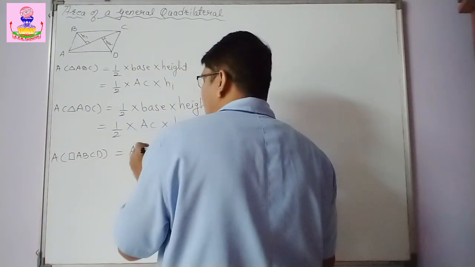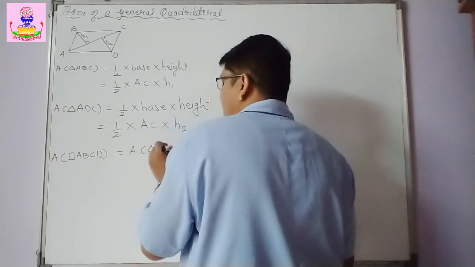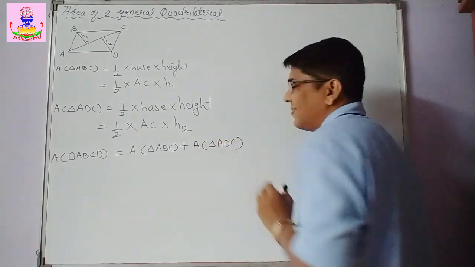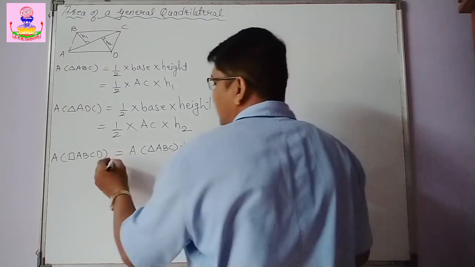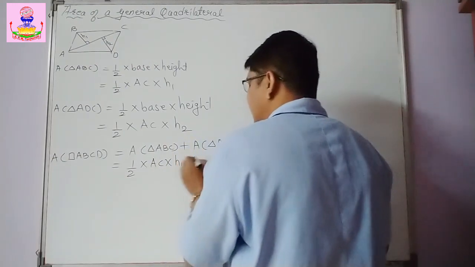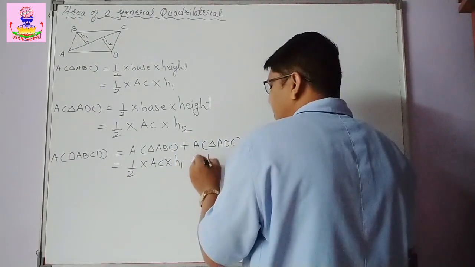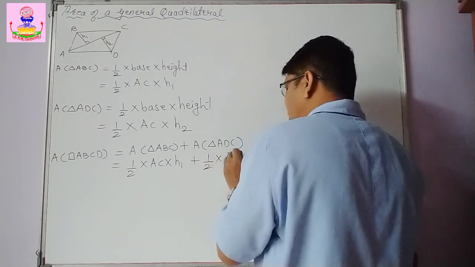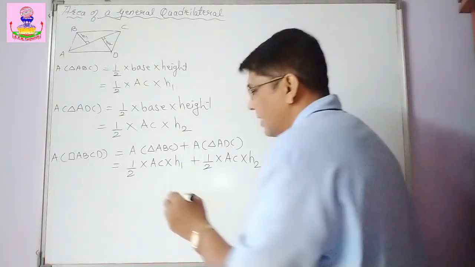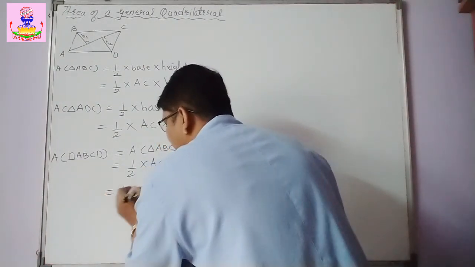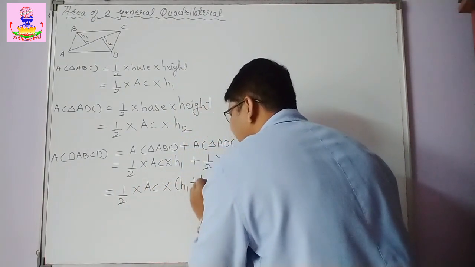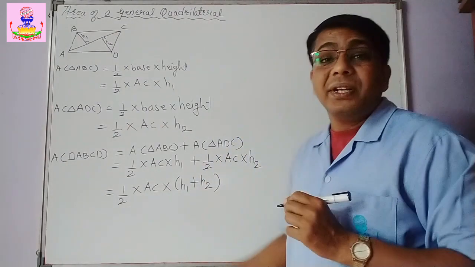So what we have done? We have determined in the form of areas of triangles. So area of triangle ABC plus area of triangle ADC. Now what is area of triangle ABC? Half into AC into H1 plus area of triangle ADC, half into AC into H2. What is common? Half and AC. Take it out common. So half into AC into (H1 plus H2). That's what is left.